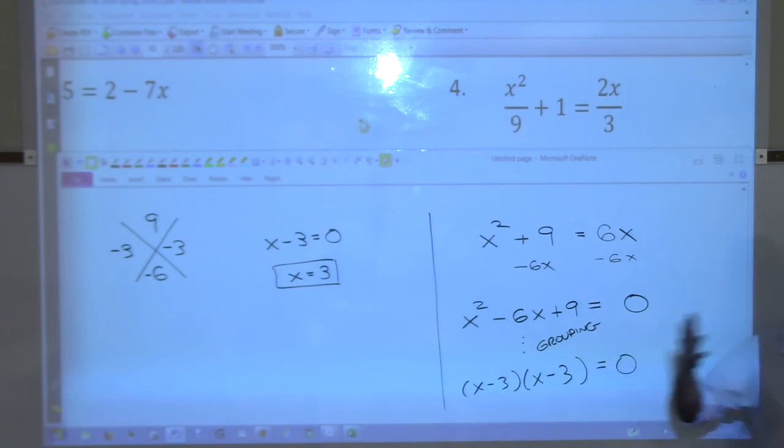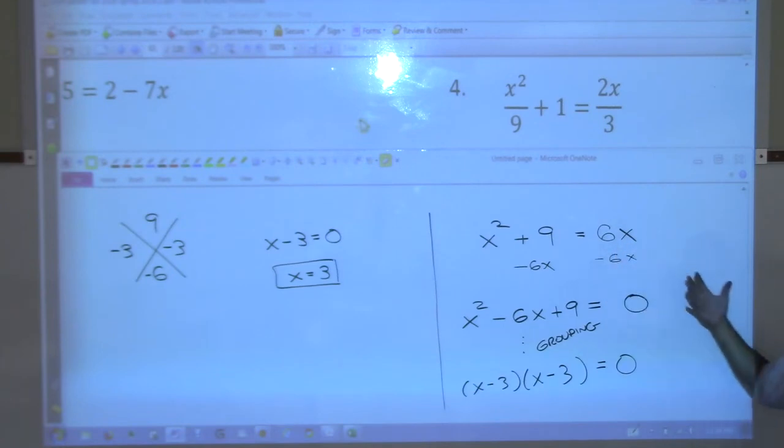So we're falling back on what we learned last class in terms of factoring, but now we're incorporating it within a problem where we're solving equations. Any questions on that one?